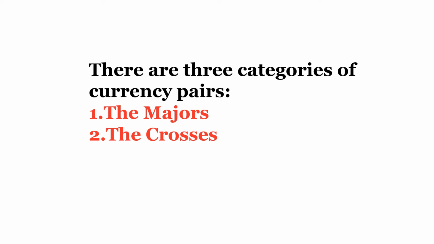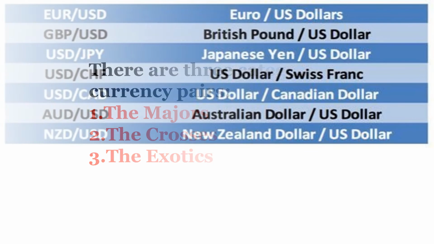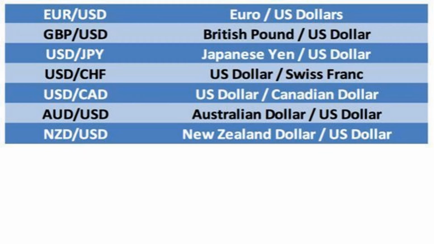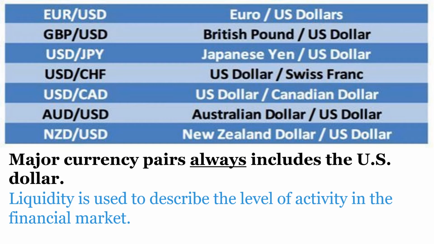There are three categories of currency pairs: the majors, the crosses, and the exotics. These are the major currencies. If you have been paying attention, you would notice immediately that these are all the major currencies paired with the US dollar, because the major currency pairs always include the US dollar.